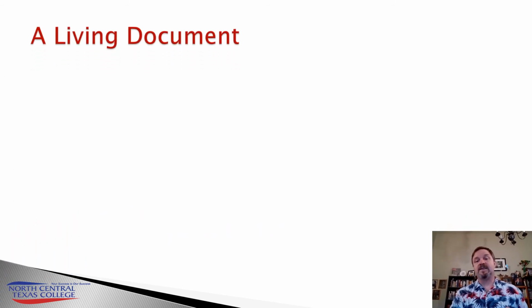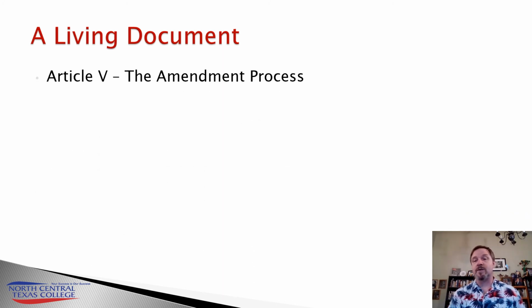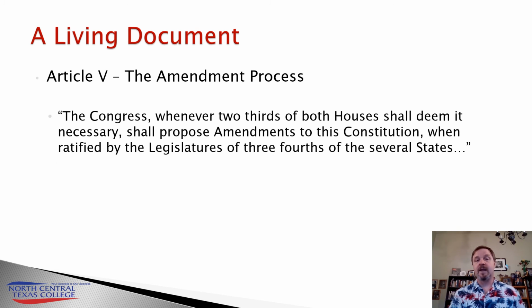Now, finally, this is a living document, right? The Constitution of the United States is designed to be malleable. Article 5 of the Constitution establishes what's known as the amendment process. The Congress, whenever 2/3 of both houses shall deem it necessary, shall propose amendments to the Constitution, when ratified by the legislatures of 3/4 of the several states. Okay, we can change the Constitution, but it requires a 2/3 vote in both the House and the Senate. Then it's submitted out to the states, and 3/4 of all the states have to approve of that amendment before it is ratified, right? So not quite like the Articles, where it had to be unanimous.